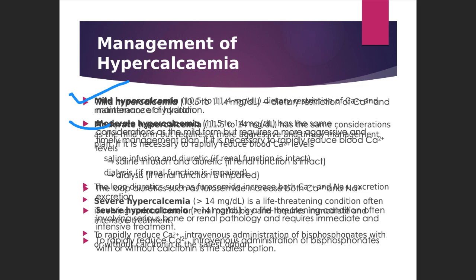When will the patient undergo dialysis? Dialysis takes place when the patient has non-functioning kidneys. So the kidneys are not functioning properly, and in that case the patient undergoes dialysis.